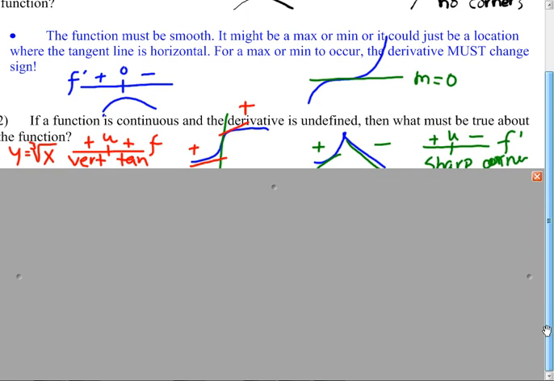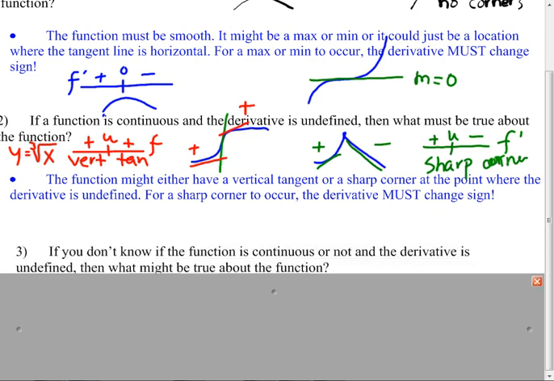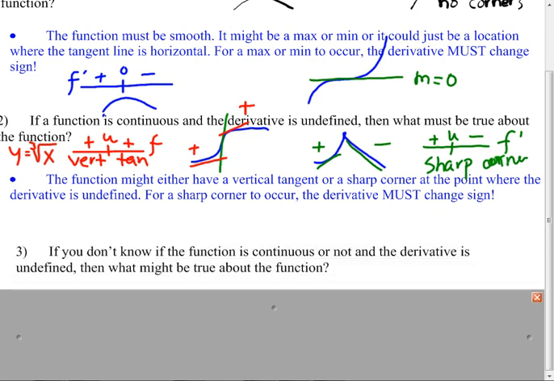What if the function's not continuous? Then we can't do it. What if we don't know if the function's continuous or not, and the derivative is undefined? What's the other possibility? It's not differentiable there. What has to be true for a function to be differentiable? It has to be continuous. So if I don't know if the function is continuous and the derivative is undefined, couldn't we have what? A hole. Yeah, a discontinuity.